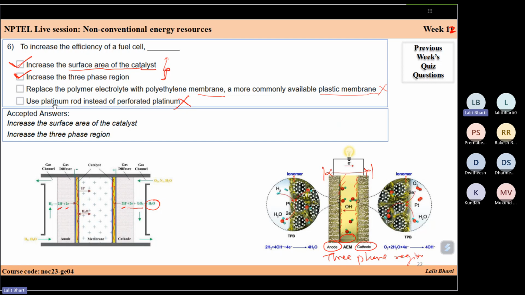Then the fourth option is to use a platinum rod instead of perforated platinum. Perforated platinum means you have low density platinum which has more active sites, or a higher surface area. If you use a platinum rod, only the outer exposed area is available for the reaction. So the statement is incorrect, using a platinum rod will not increase the efficiency. So option 1 and option 2 are correct.